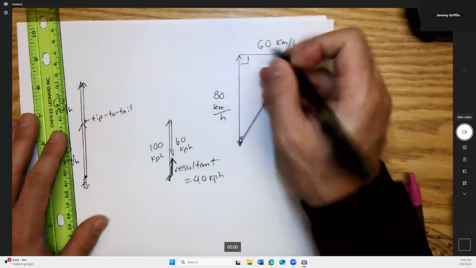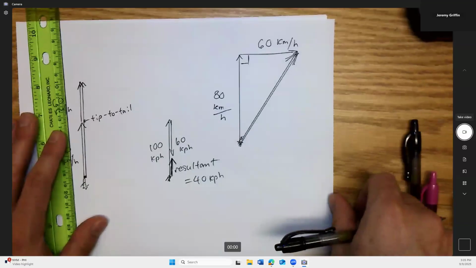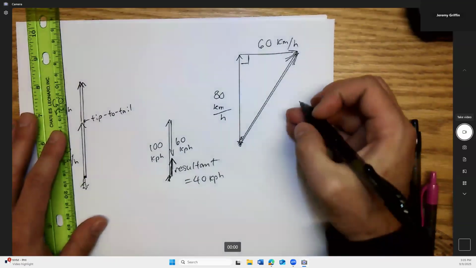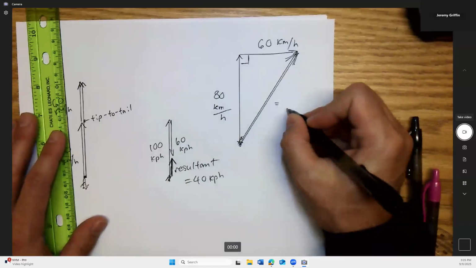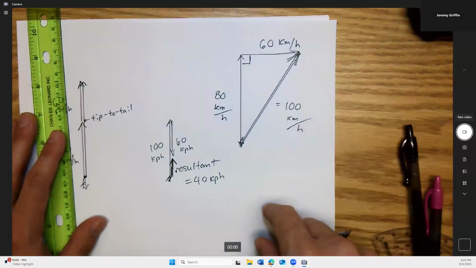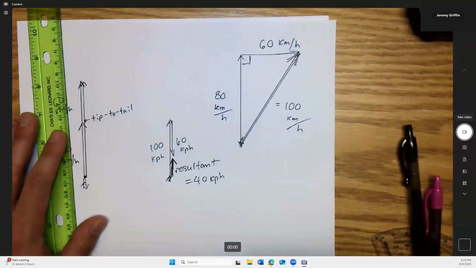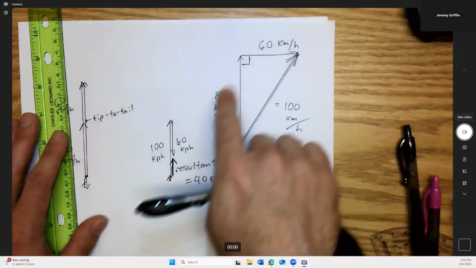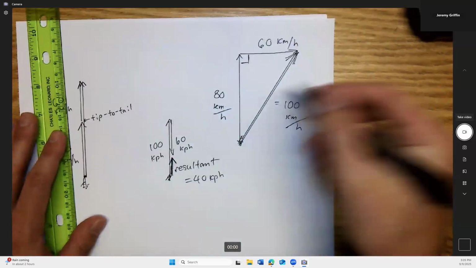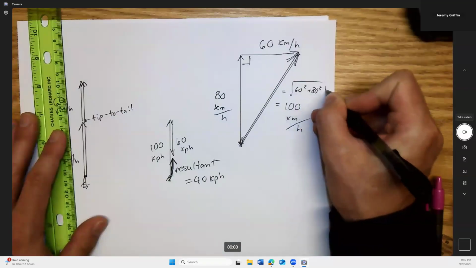What shape is this right here? All right, triangle. 100 kilometers per hour. Yeah. I just set up a what triangle? 3, 4, 5. Guys, 3 times 20, 4 times 20, 5 times 20. Or you do the Pythagorean theorem. Isn't it the square root of 60 squared plus 80 squared kilometers per hour?